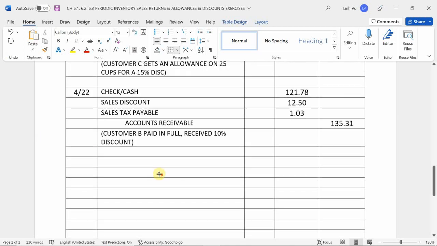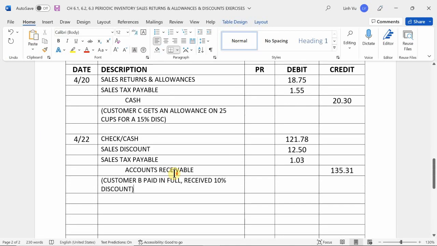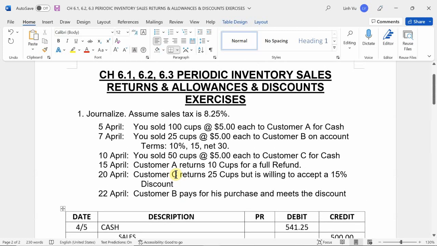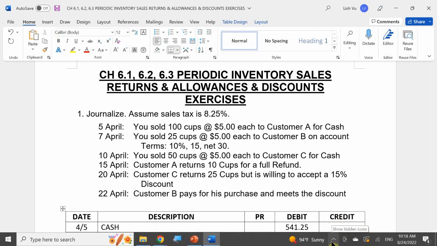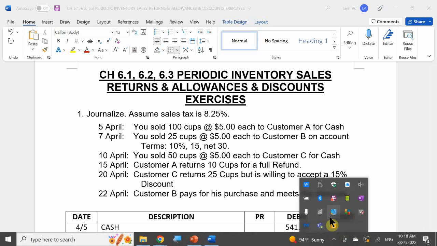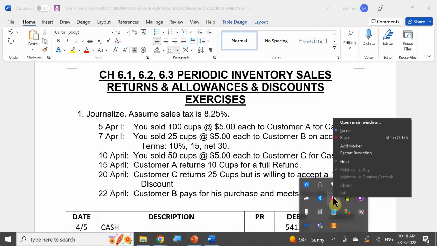Awesome. Right? So any questions in regards to sales, sales returns and allowances, and sales discount? No. Okay. So like I mentioned, that is it for today. I would love to go over 6.4, but in this case, I'm going to leave that off for tomorrow.